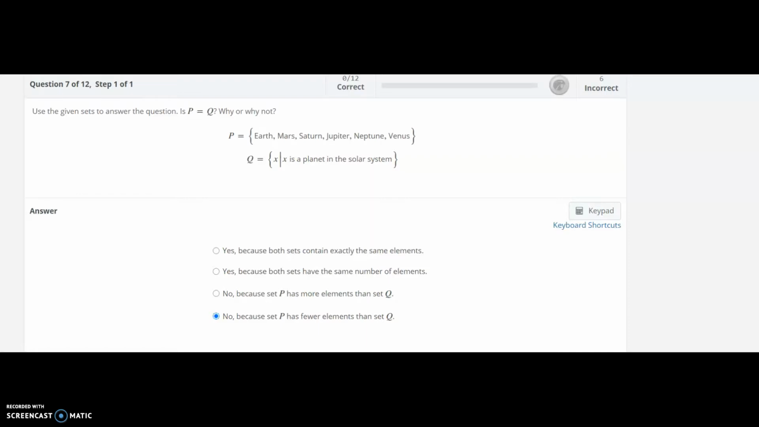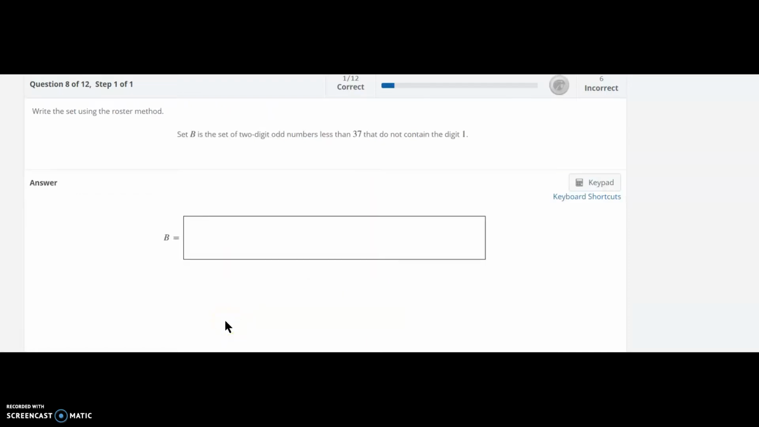Now we're going to move on to the next and last most commonly missed problem for this week. This is the last problem for this unit that I'm going to cover, unless you all ask me to cover more, which of course I will. B is the set of two-digit odd numbers less than 37.